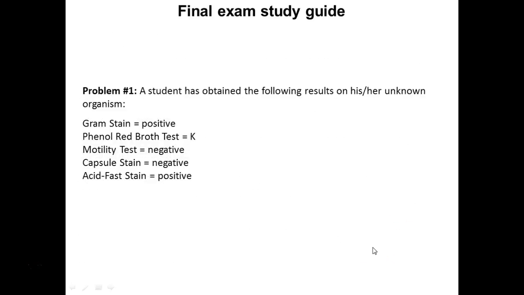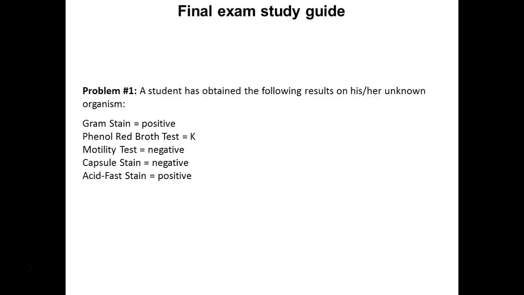And then we're going to give you test results just like here. So say a student has obtained the following result on his or her unknown organism. Natrell, is there a result on here that kind of jumps out at you? That's kind of rare. Phenol red as being K. We really didn't see any pink tubes, so that one's kind of rare on our list. What's even rarer than that?